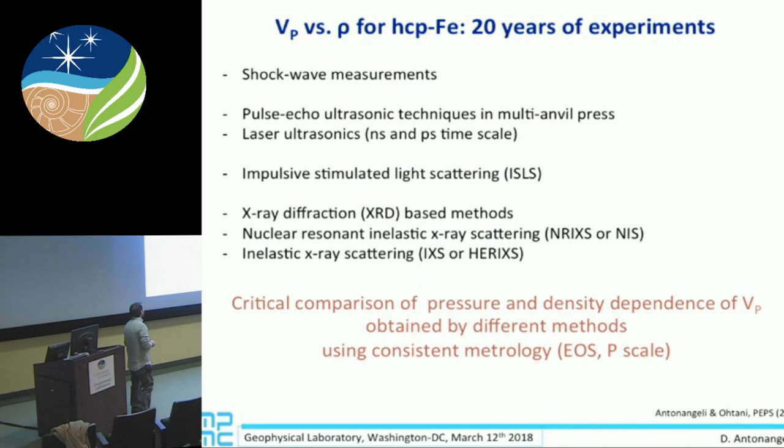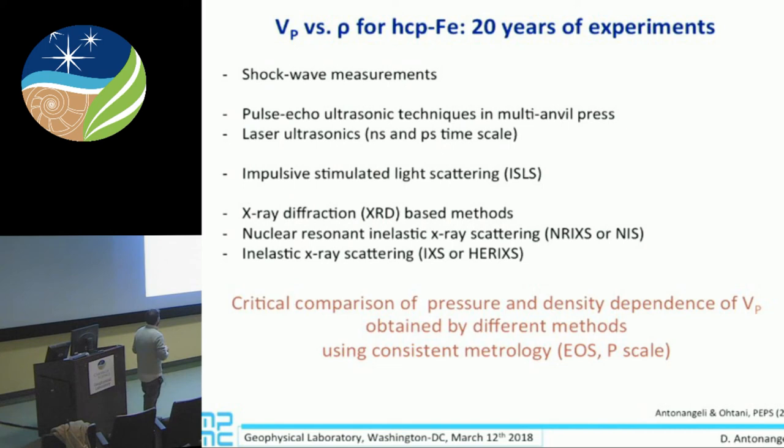So now that I have presented a little bit of the methods, we can go back to the science and look at the silicon in the core, starting from pure iron as a reference. Over the last 20 years, the compressional velocity as a function of density has been measured by several groups with several techniques, ranging from shockwave measurement to pulse echo ultrasonic technique in multi-anvil, laser ultrasonics, both nanosecond and picosecond time scale, pulsed stimulated light scattering. These were the measurements Alex was referring to when we were working together in Livermore, and X-ray based techniques going from X-ray diffraction, nuclear resonance, and inelastic X-ray scattering.